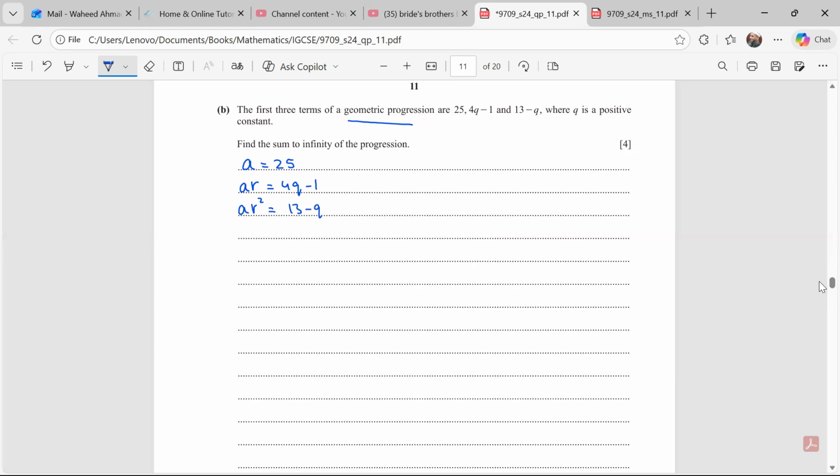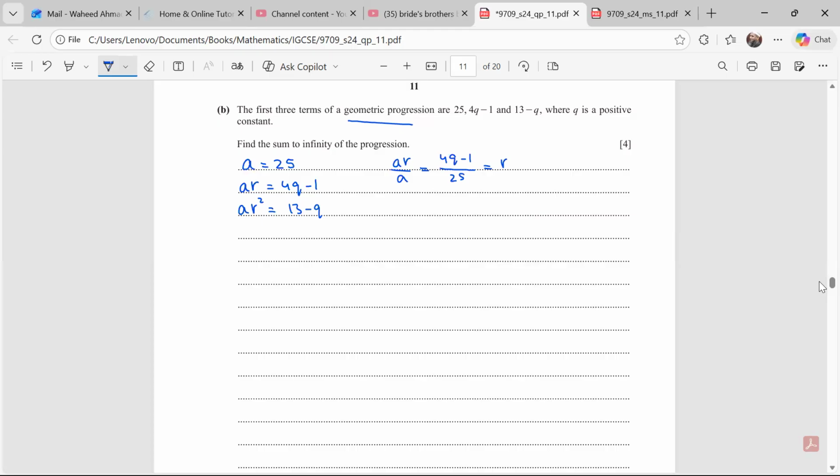Okay, so in a geometric progression, if I know A and R, then I know everything about this sequence, right? But right now we don't have R, I have something in terms of q. So you see if I divide the second term by the first term, AR divided by A, it is going to be 4q minus 1 over 25. And this will be R basically, right? So I found an expression for R.